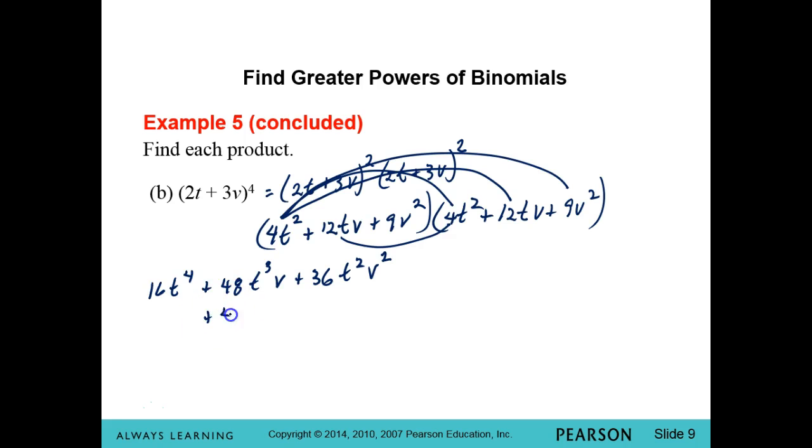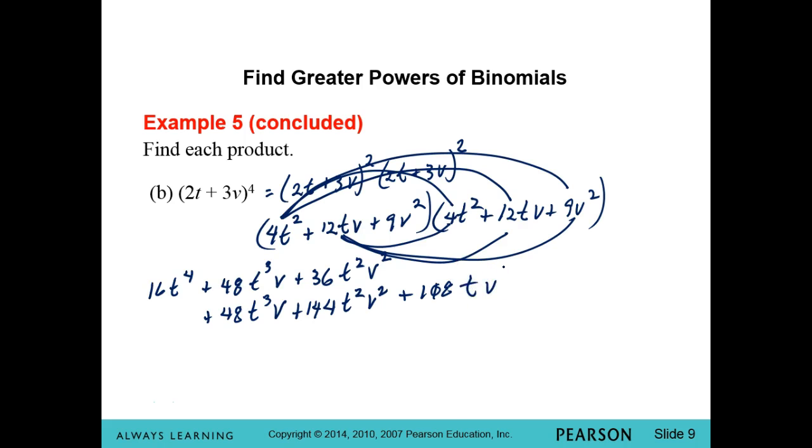There's another plus 48 T cubed V, right? Yes. Okay. Then we do this one, plus 144 T squared V squared. And then the second times the third is plus 108 T V cubed. No, that's not what it is.